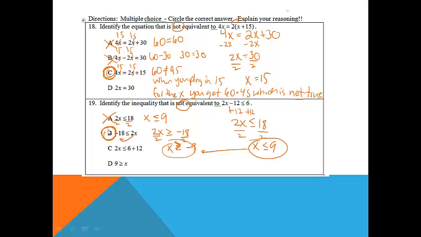So this is my answer, and when it said to explain your reasoning, I'm just going to say when I solved B, my answer was not the same as when I solved the original problem. So you could put something like that would be great.